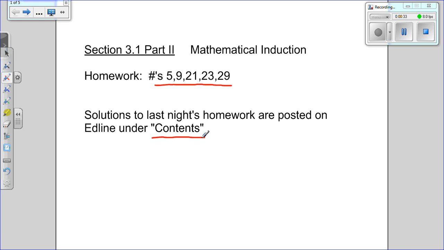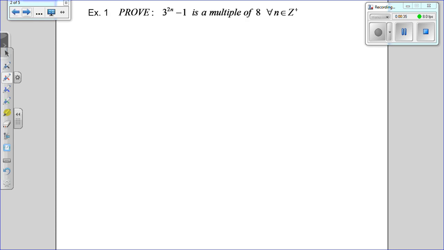So let's do a little bit more mathematical induction. Let's start with this example, where we want to prove that for all positive integers n, 3 to the 2n minus 1 is a multiple of 8. 3 to the 2n minus 1 is a multiple of 8. And think about what that means. Think about what p of n is and what it means to be a multiple of 8.